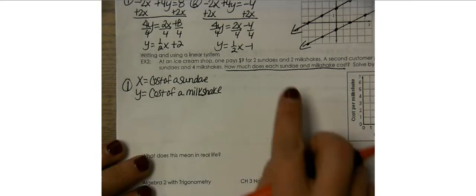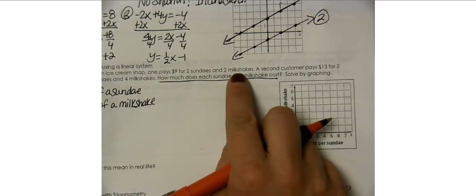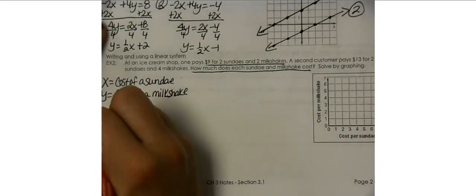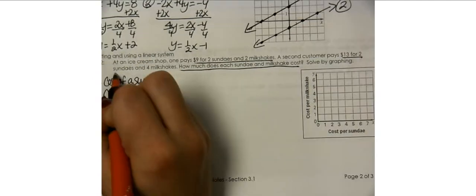Next, you need to set up your equations. So at an ice cream shop, one pays $9 for 2 sundaes and 2 milkshakes. This information represents your first equation. So if you pay for 2 sundaes, 2 times x, plus 2 milkshakes, 2 times y, you will pay $9. The second statement, where you have 13 is equal to 2 sundaes and 4 milkshakes, is your second equation. 2x plus 4y is going to be equal to 13. And that's your system. So this is the second thing that you do. And now we need to graph our system.